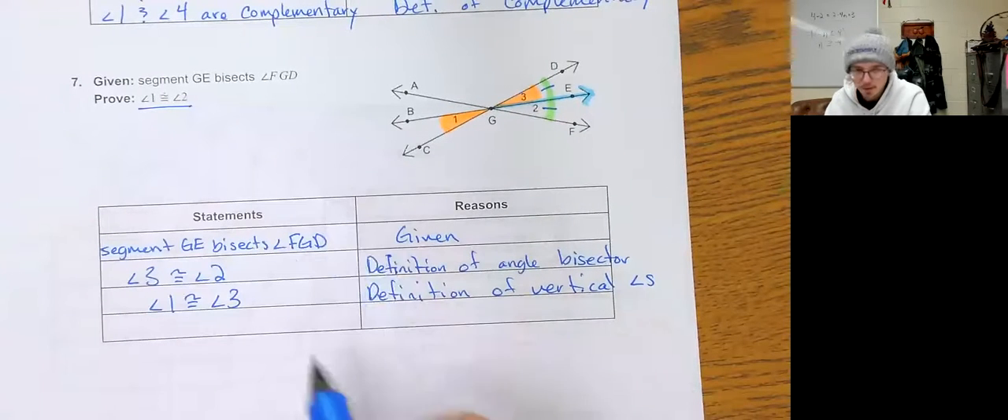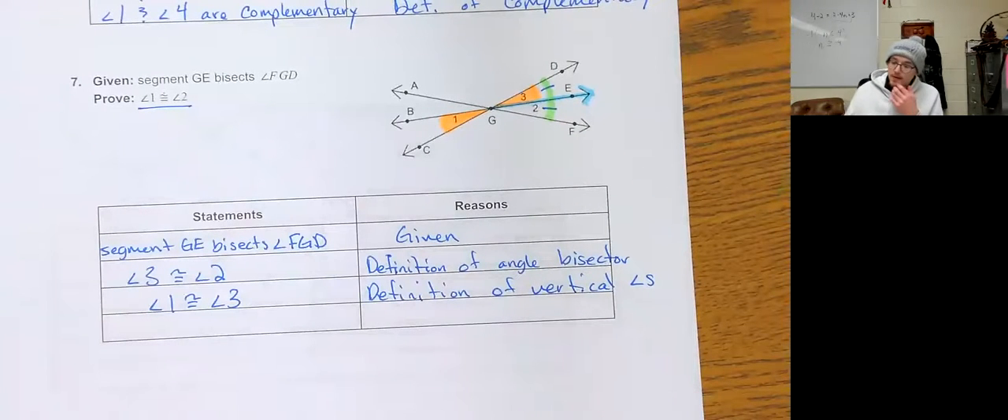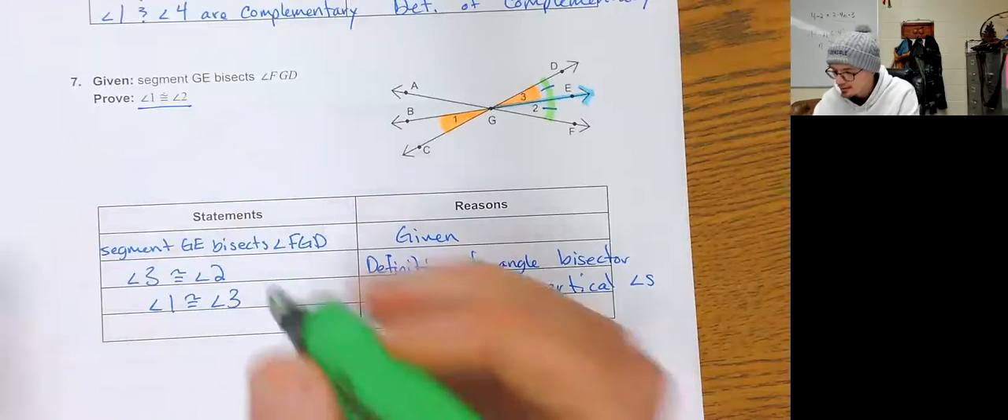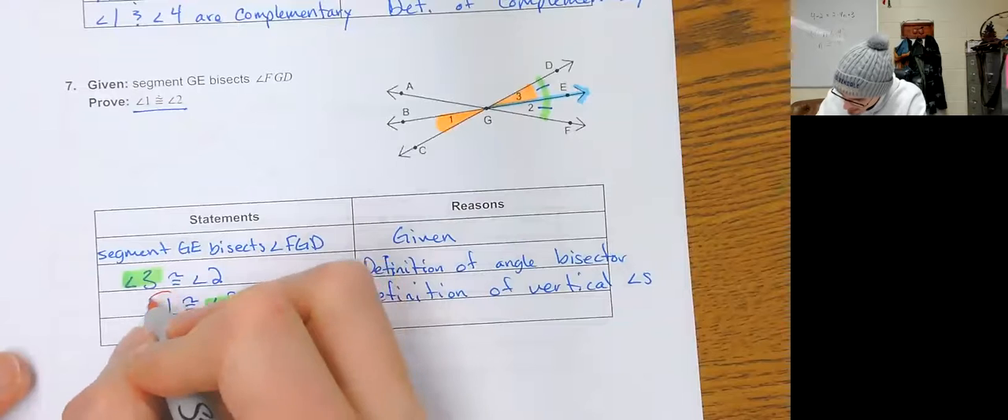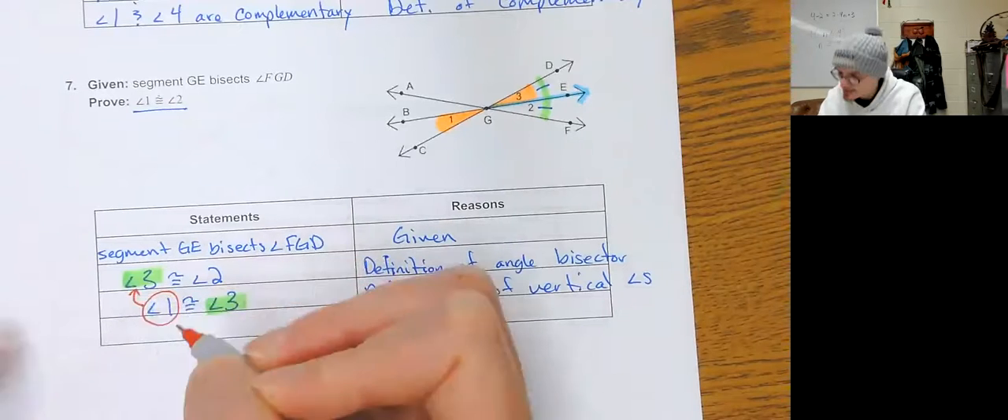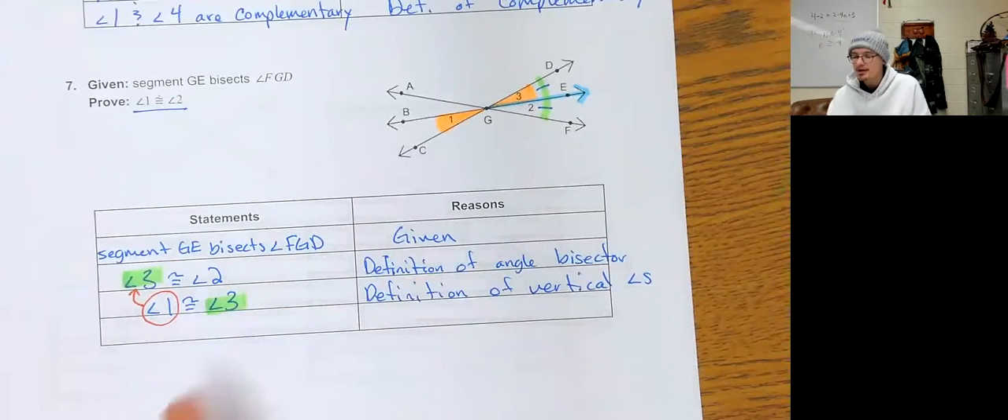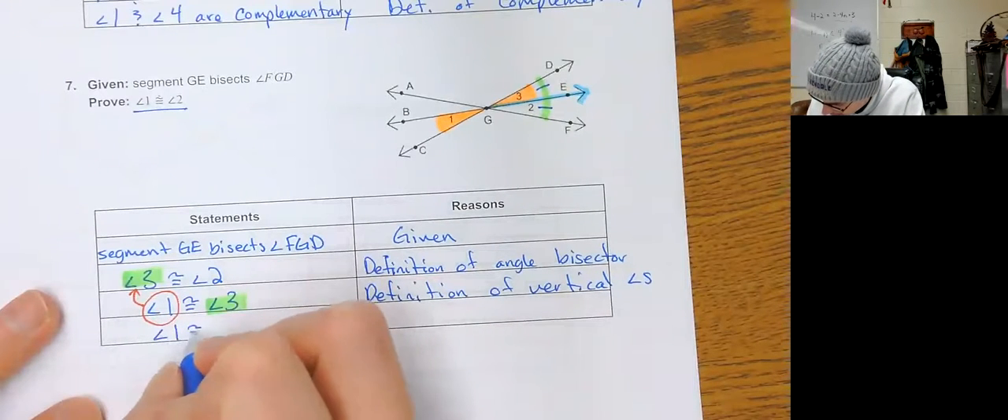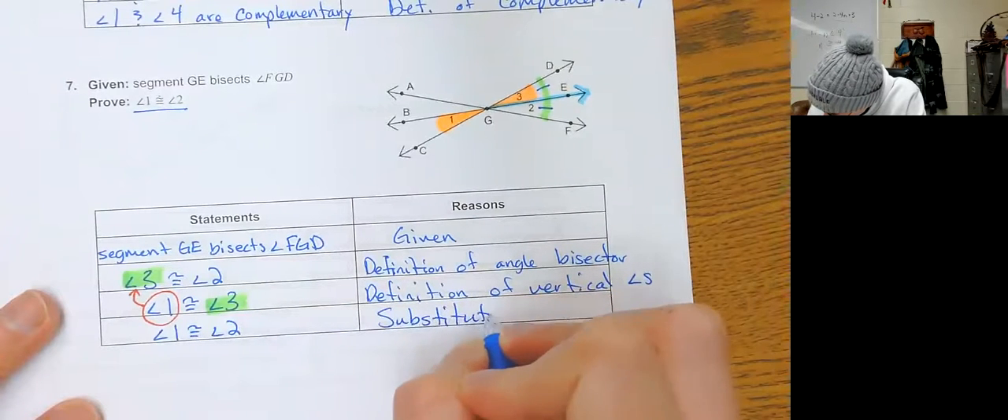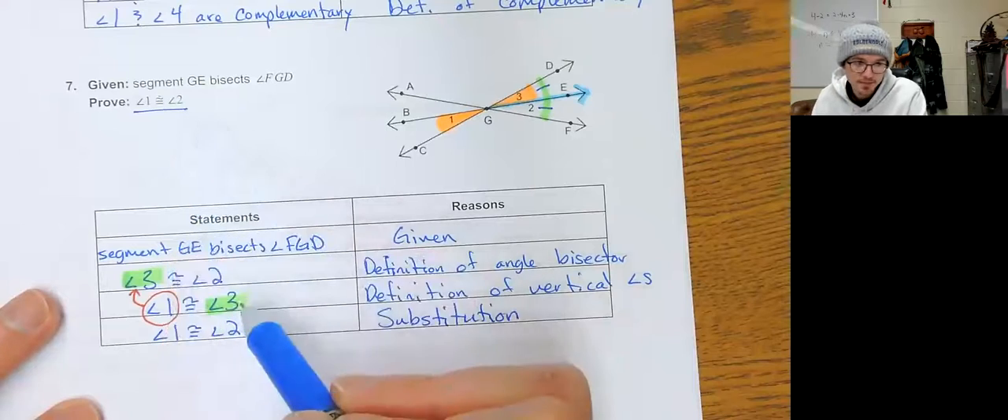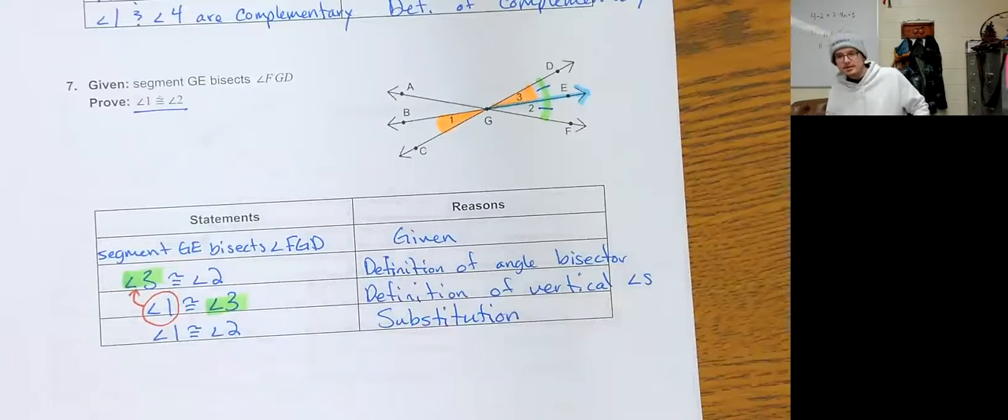Okay, so this is what I'm trying to prove. Angle 1 is congruent to angle 2. So because that and that, I am going to take angle 1 and substitute it in for angle 3 because it's congruent to angle 3. So I can substitute it in. So angle 1 is congruent to angle 2, substitution. And that's what I was trying to prove. I just proved it. So I was trying to prove 4 steps, 4 quick steps. All right. That is problem 7 done.